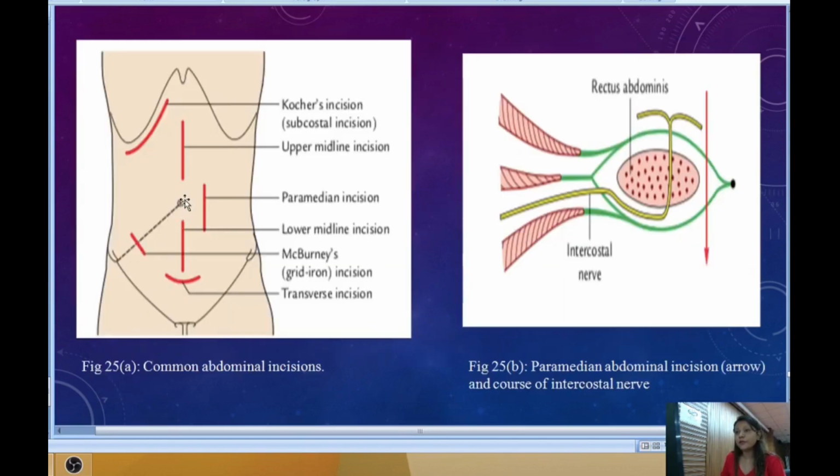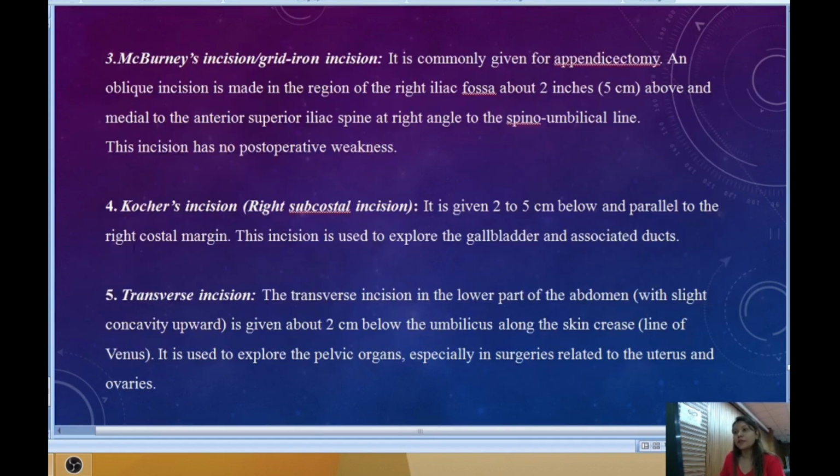If you draw a line between the umbilicus and the anterior superior iliac spine, and you take the point between the medial 2/3 and lateral 1/3 in the right iliac fossa, this is the McBurney's point. If you give an oblique incision here, it is known as McBurney's incision or gridiron incision for appendicectomy.